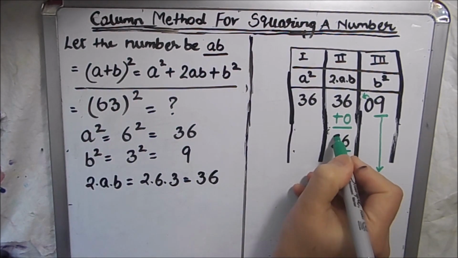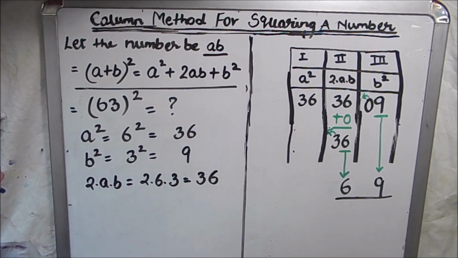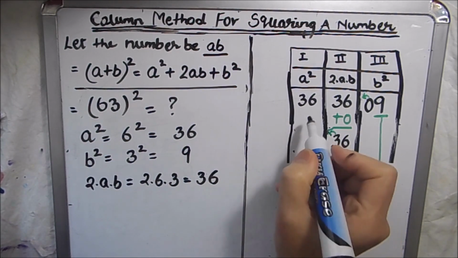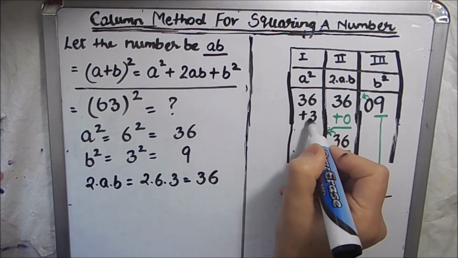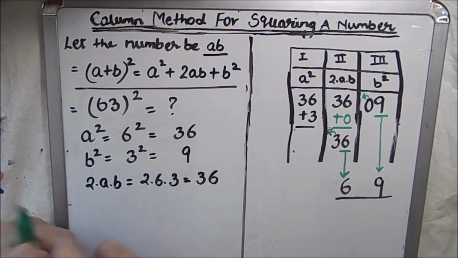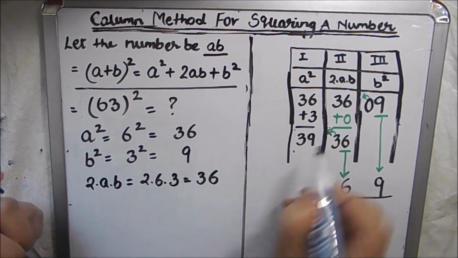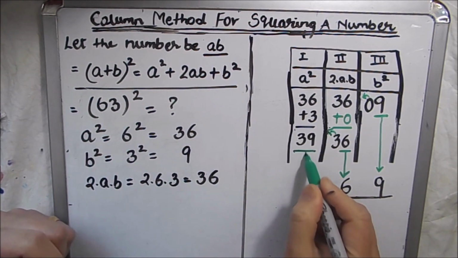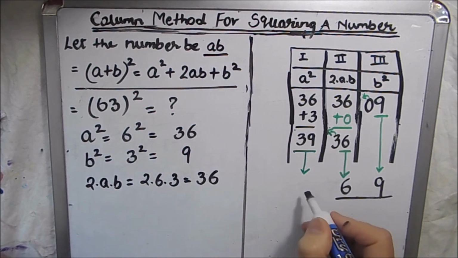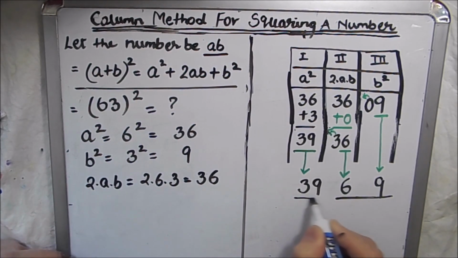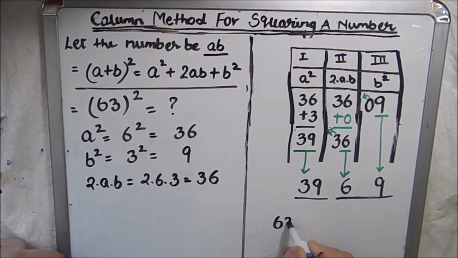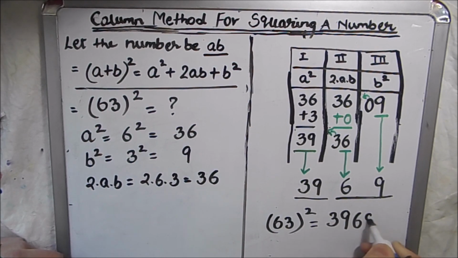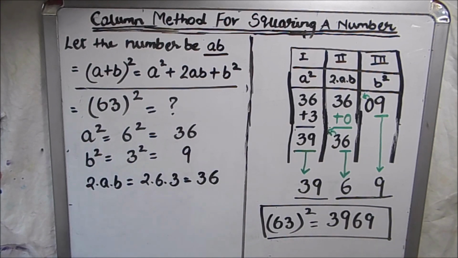Next we are going to carry over our 3 tens digit to the next column. So we'll add 3 here. Then we are going to get 39, and these two digits we can take as is for our final answer. So 39. So our answer for 63 squared is 3969. This is how we can find the square of any two-digit number using the column method.